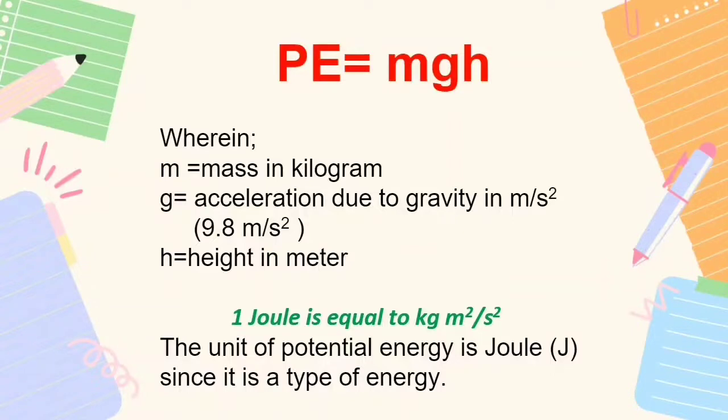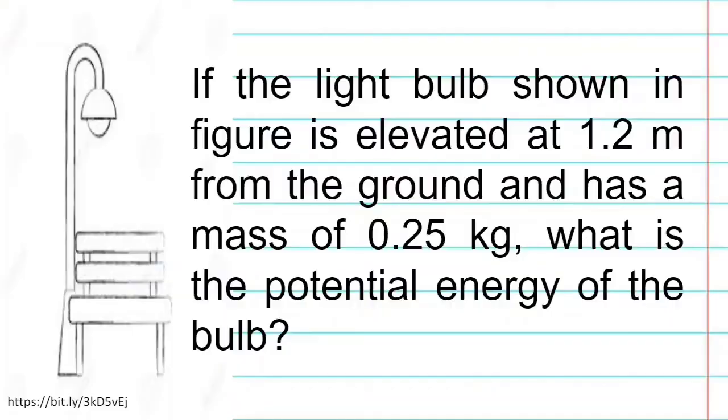We know that the acceleration due to gravity is constant and is always equal to 9.8 meters per second squared near the Earth's surface. Let us try to solve the given problem. For example, if the light bulb shown in the figure is elevated at 1.2 meters from the ground and has a mass of 0.25 kilograms, what is the potential energy of the bulb?